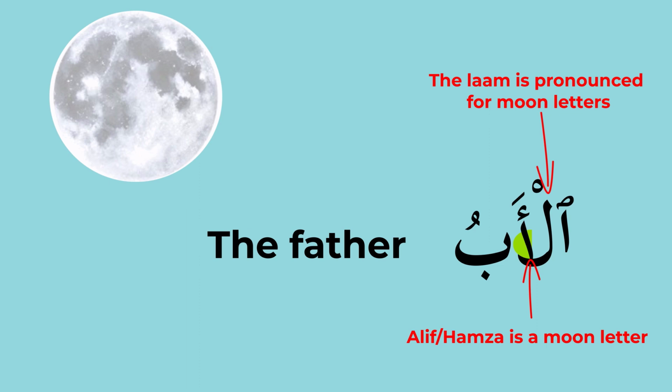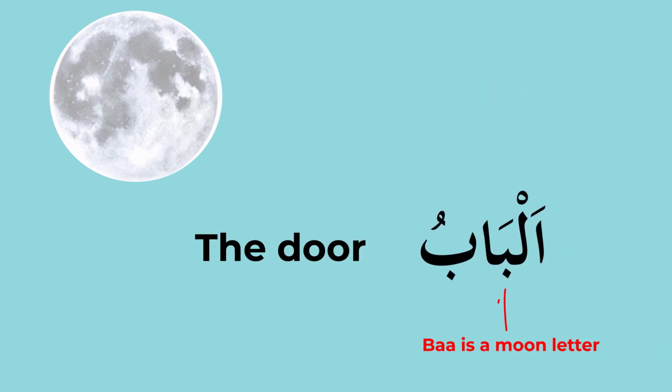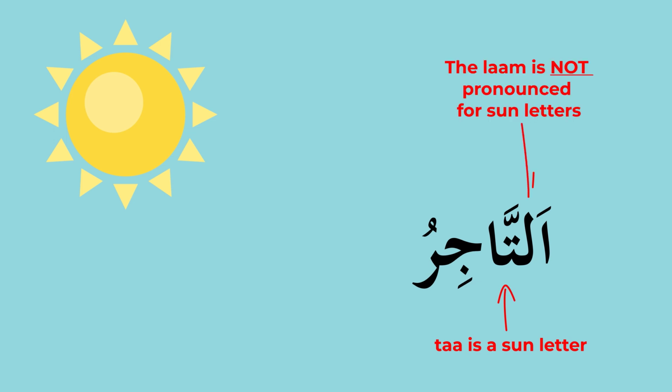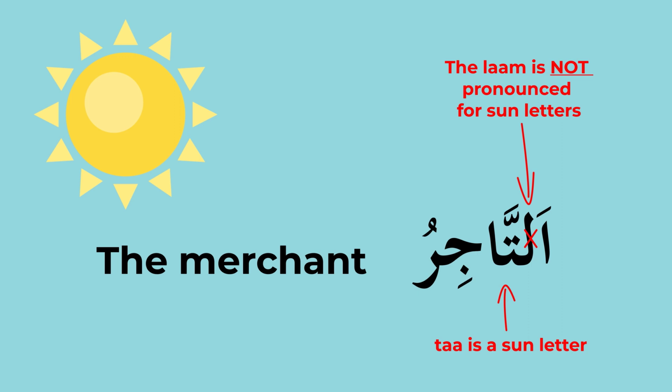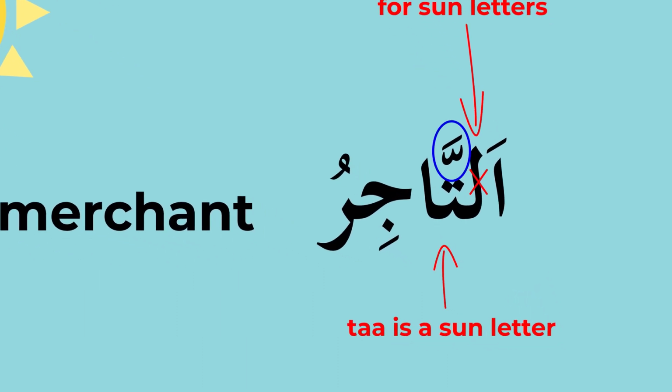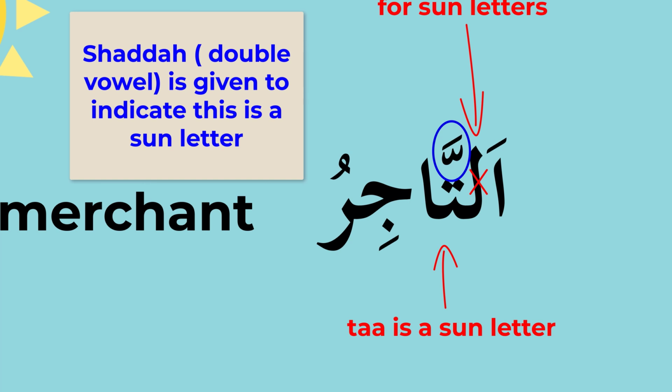Okay, the next letter is ba, and it is written here, al babu. Are you with me? Compare that to ta. We come to ta now. How will you pronounce this now? At-tajiru. You did not pronounce the lam. You skipped it. What is tajir? Merchant. So, brother and sister, at-tajiru. Now, this shadda is given to tell you that this letter is shamsi. Later on, you won't need it. Your mind will figure it out, brother.